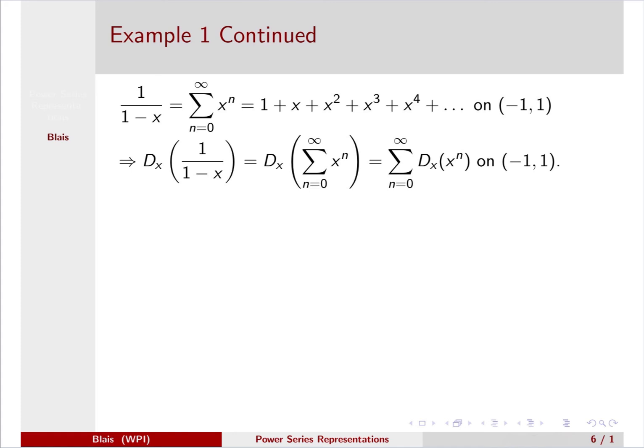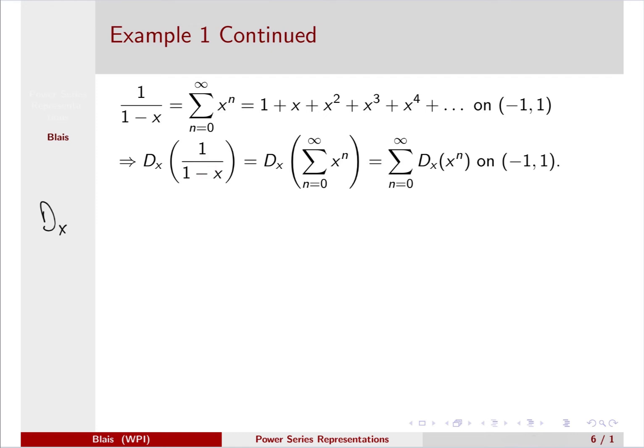But this means we can take this expression, so this is just rewriting what we concluded on the previous page, and we can take the derivative of both sides, where we differentiate the series term by term. So let's take the derivative with respect to x of 1 over 1 minus x, and we know that will be equal to the derivative of the series, and again here we differentiate term by term, and it will hold for x in the interval minus 1, 1.